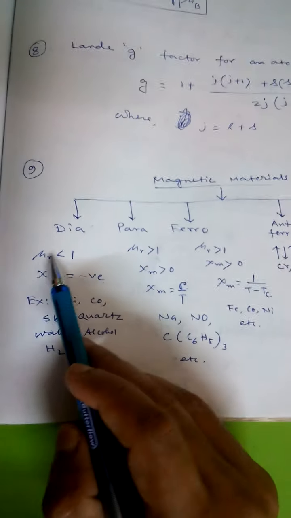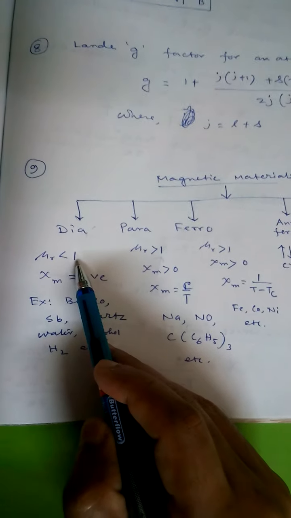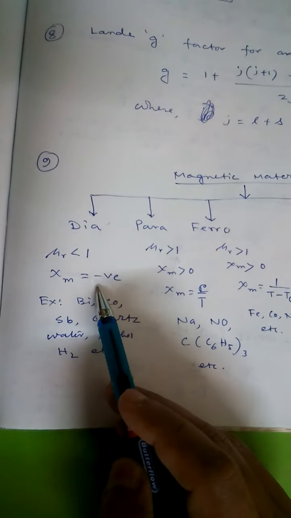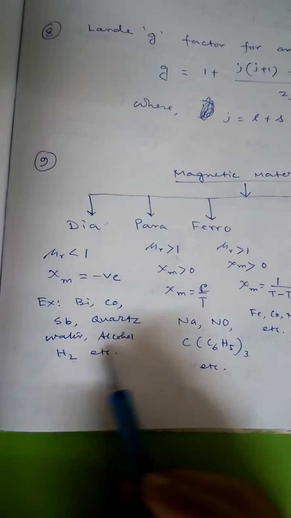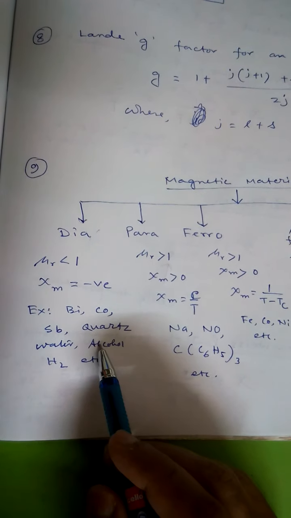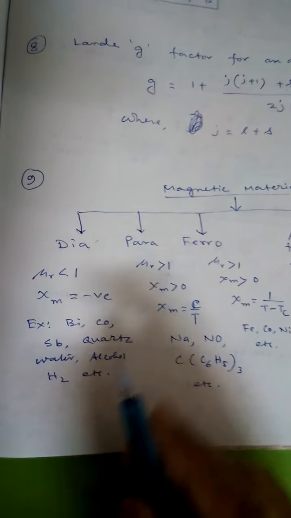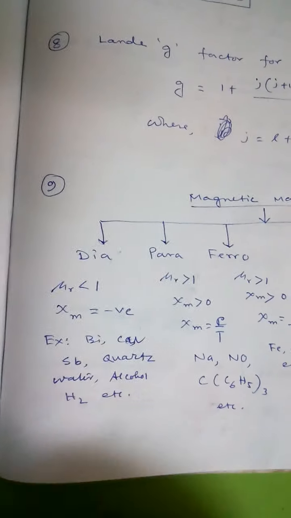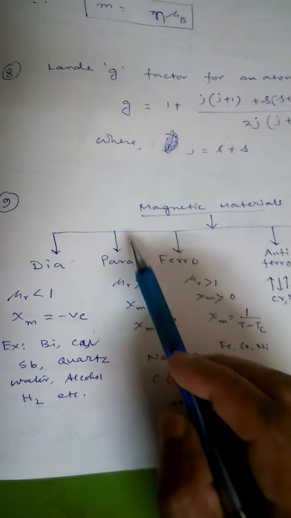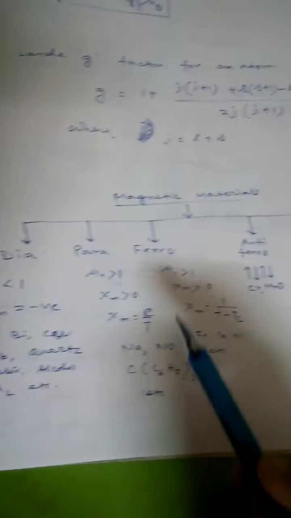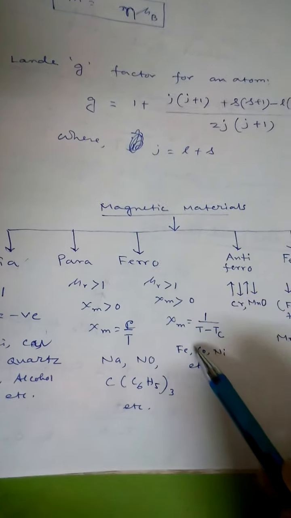in brief. Relative permeability is less than 1 and susceptibility is negative for diamagnetic material. These are the examples of diamagnetic material, copper. These are the properties of paramagnetic material. These are the properties of ferromagnetic material.